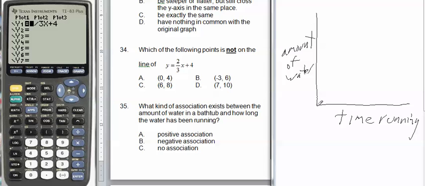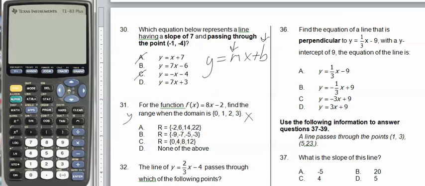So the tub, we're going to assume, started empty, and then as time goes on with it running, it's going to get more and more water in the tub. So this would be a positive association, because as x is going up, y is going up. It's also a positive slope. So positive association.